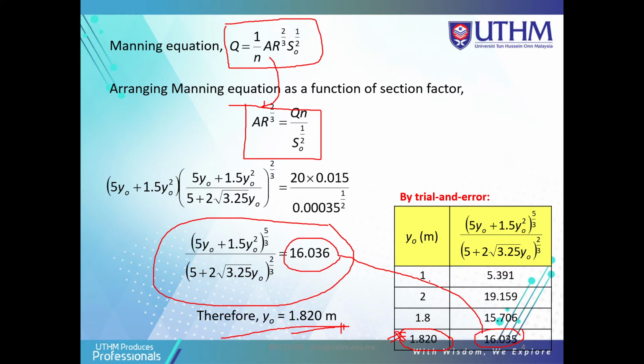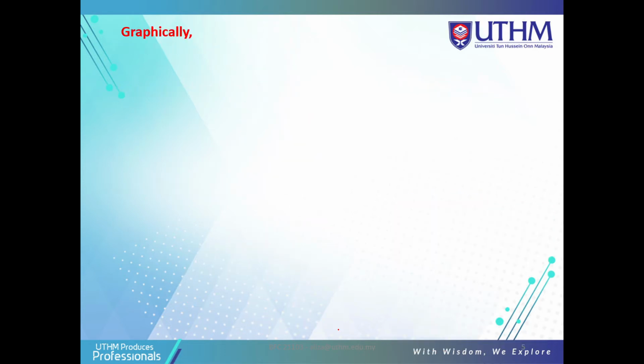So when we use trial and error, we use this method. Assume first y naught is 0.1, and you get what value in this row, until you get the value equal to the value here. Then you stop at this part and you get the y naught. Okay, so this is by trial and error.